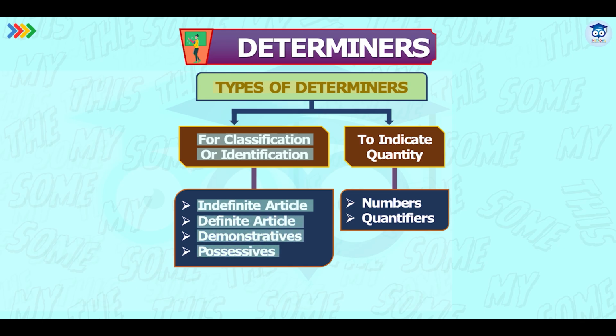The second category of determiners is used to indicate quantity, which means they tell us something about the number or amount of the noun being referred to. In this case, we use numbers and quantifiers to express how many items we're talking about or how much of something exists. Both types of determiners play a key role in adding meaning and precision to our sentences.